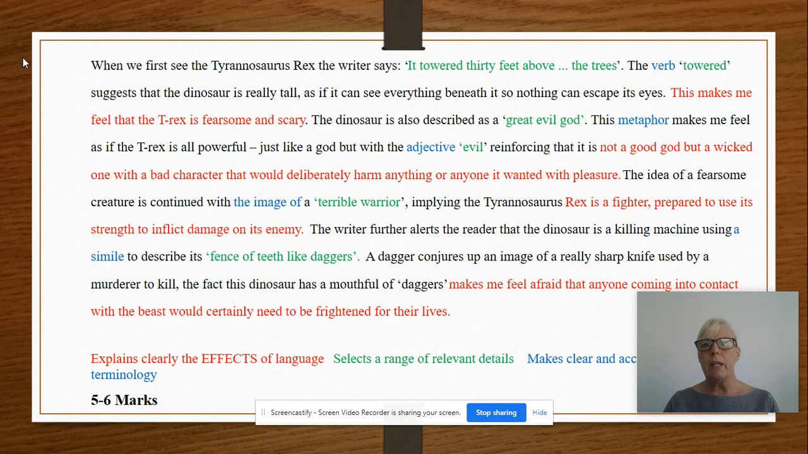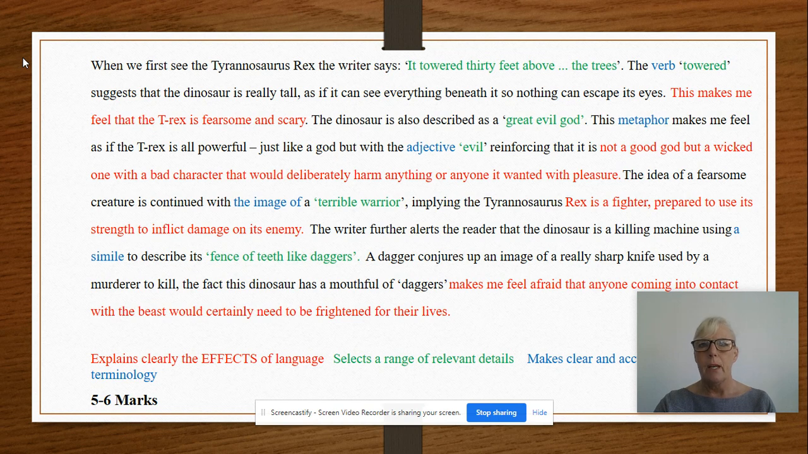It towered 30 feet above. Now, there's a little bit of extra information in the original text, and I didn't really think that we needed that in. So this student has taken out those words. And if you take out words from your quote, just put 3 dots, yes, the trees. And then we've got a focus here, the verb. So we've got good and accurate terminology, towered. This student has focused in on a particular word in that phrase that they chose.